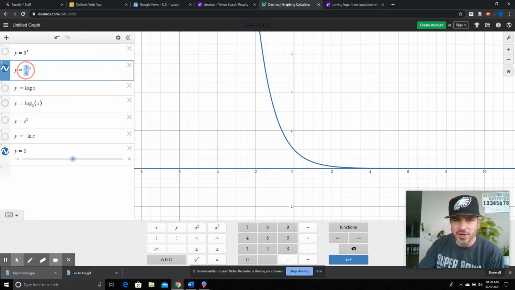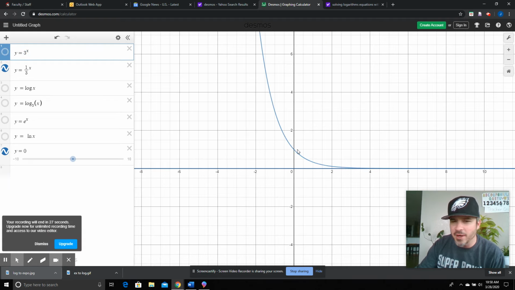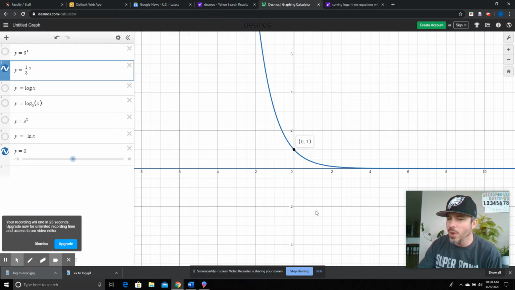See that 1/3 is the base. Okay, 3 is more than 1. So this is a growth function. So it starts slow and it grows. But you can tell it doesn't matter if you're growth or decay. We still want to go through that point (0, 1). And that's because anytime I raise something to the 0 power, I always equal 1. So it doesn't matter what the base is.